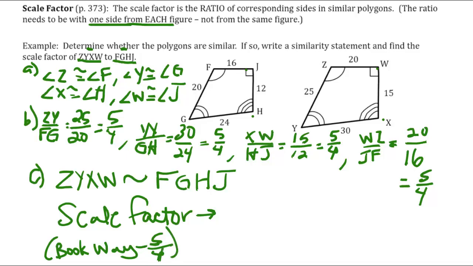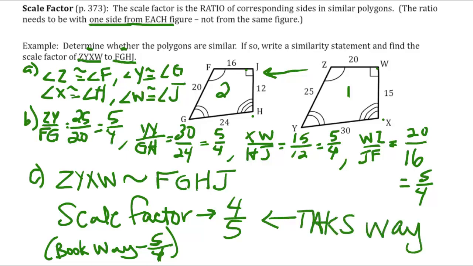But here's what we need to look at. Between these two figures, I'm starting with ZYXW and going in that direction. The order that they give me in the problem is ZYXW first, going down to FGHJ. So if you look at it from this first figure to the second figure, I'm getting smaller. My figure is getting smaller. And so if I want to get smaller, I'm going to need to multiply by something smaller than 1. I need to go the other direction, 4 over 5. Now this is the tax way.